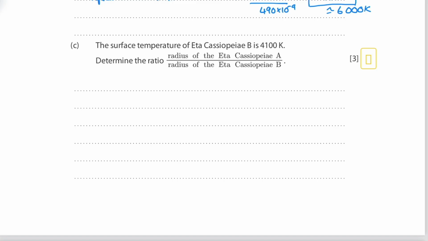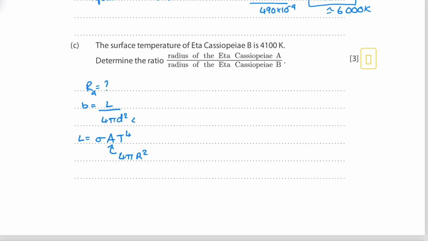C. The surface temperature of Eta Cassiopeiae B is 4100 Kelvin. Determine the ratio of the radius of A to B. So we want to find out what the radius of each star is, A to B. And for this, I think we're going to have to look at the luminosity equations. So let's put down apparent brightness first. That's an equation that involves luminosity: b equals L over 4 pi d squared. I'm getting these from the B2 section of the data booklet. And luminosity itself, the equation for that is L equals sigma A T to the 4th, but A is the area of a sphere, which is 4 pi r squared.